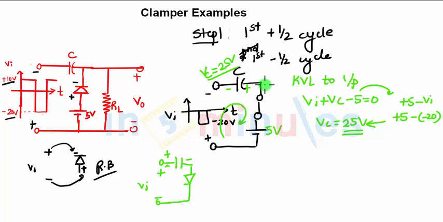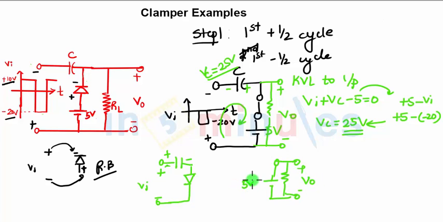Similarly, in the same half cycle, what will be your output voltage? When you look at this, you have VO over here. Now the resistance doesn't matter because the resistance is connected in this format over here. So when you apply KVL, the circuit is: you have 5 volts and a resistor and your VO. So this is 5 volts and this is RL. So you are getting VO as 5 volts in the negative half cycle.